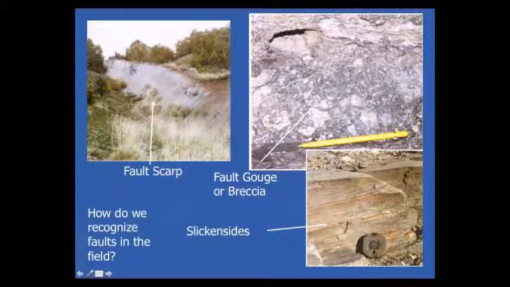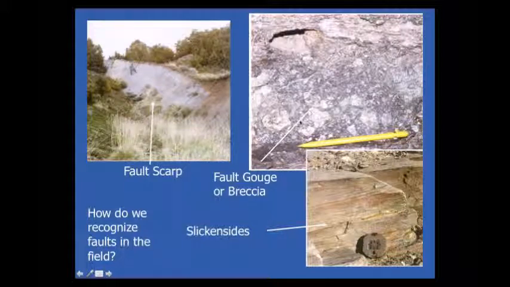So this is a picture of a scarp left behind by a fault. Sometimes we can see these at land surface before they erode away. So this would be evidence that we can tell by the dip that this is the footwall block that has moved up relative to the hanging wall block.